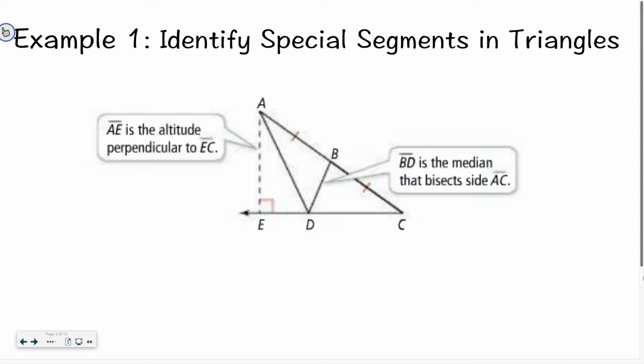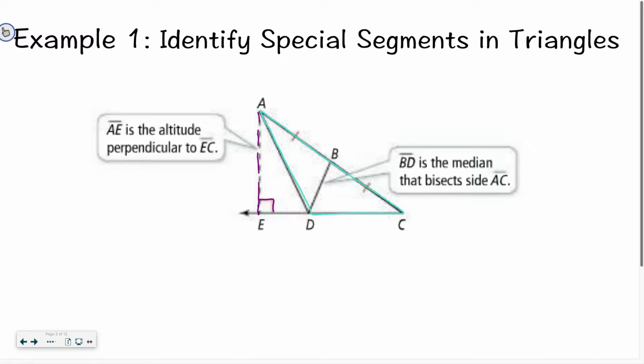So AE is highlighted right there as the altitude. The thing that you want to know about the altitude is that it is always going to be perpendicular to the triangle. It sometimes does not happen inside the triangle, so you can see that our triangle is here in blue, but our altitude is outside of the triangle. That's because it has to be at a perpendicular angle to the bottom of the triangle, or a side if it's tilted.